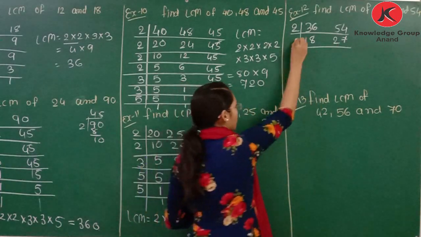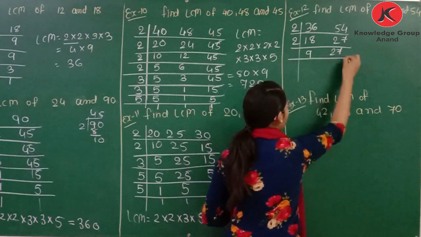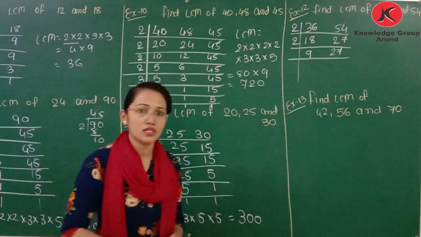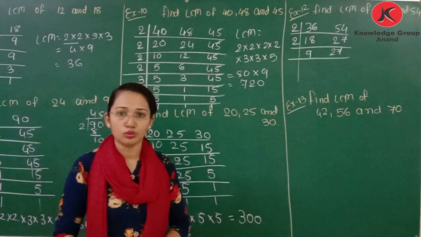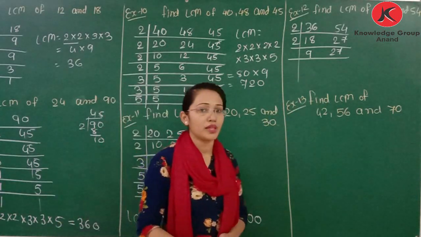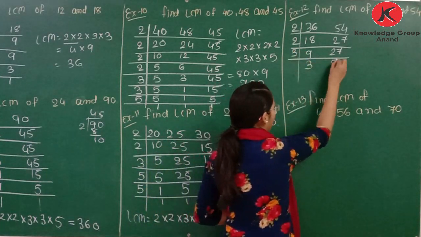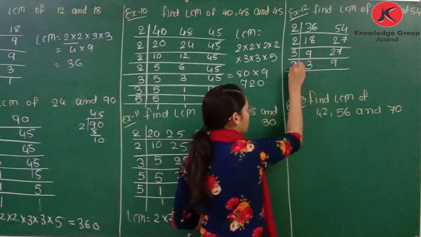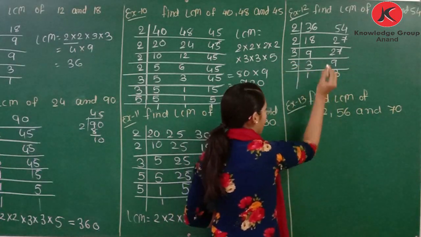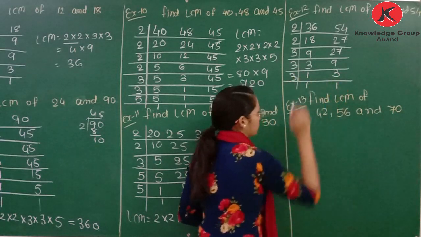Yes, 18 is divisible by 2. So 2 9s are 18, 27 as it is. If a number does not divide, then write that number as it is. Now both numbers are not divisible by 2. So take the next prime number, that is 3. 3 3s are 9. 9 3s are 27. Again 3 1s are 3. 3 3s are 9. Again 3 3s are 9, 3 1s are 3.